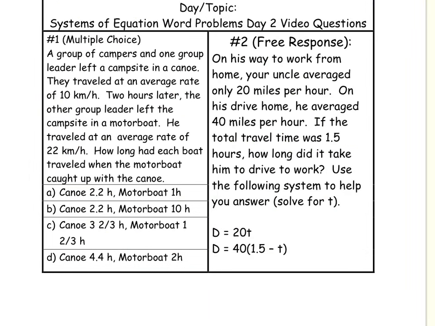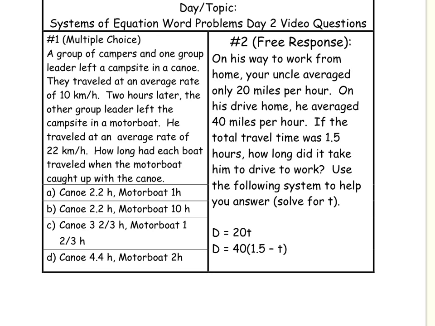Now it's your turn to practice, multiple choice question number 1. A group of campers and one group leader left a campsite in a canoe. They traveled at an average rate of 10 kilometers per hour. 2 hours later, the other group leader left the campsite in a motorboat. He traveled at an average rate of 22 kilometers per hour. How long had each boat traveled when the motorboat caught up with the canoe? So draw a picture, and this is similar to the walking question that we had a few days ago. I think it was with Ming and Maddie, maybe. You can draw a picture similar to that and then see how long it takes the motorboat to catch up to the canoe.